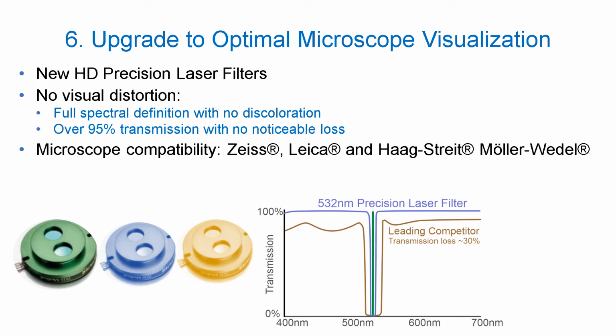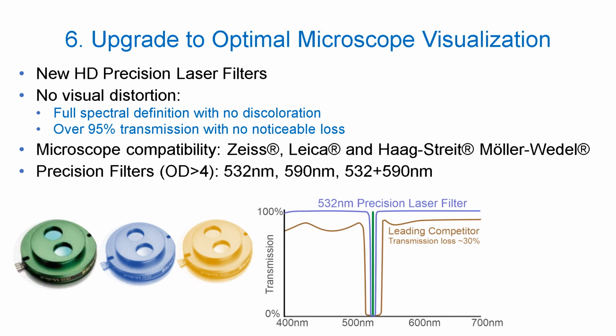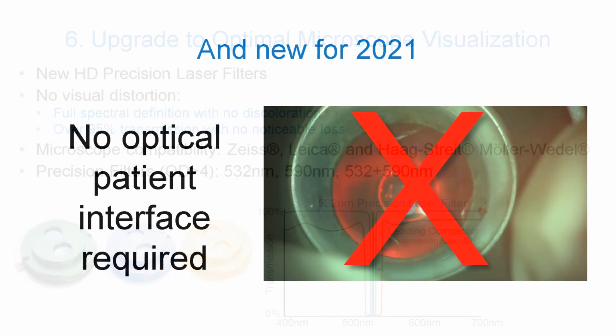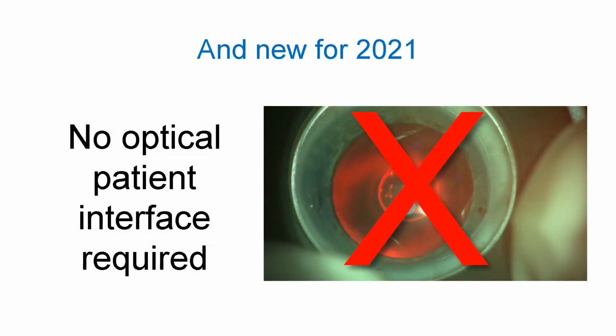Microscope compatibility, as I say, with Zeiss, Leica and Haag-Streit Möller-Wedel. And precision filters are available for 532, 590 and 532 plus 590 nanometers. And this year, due to modulating the way that the laser performs and its settings, it is no longer necessary to have an optical patient interface. This will reduce cost, but it will also mean that the ability to focus the laser is much enhanced, and the surgeon's view also.